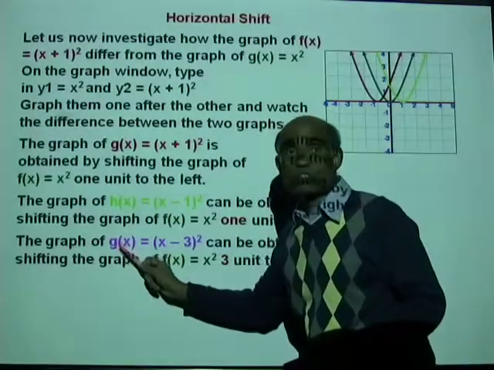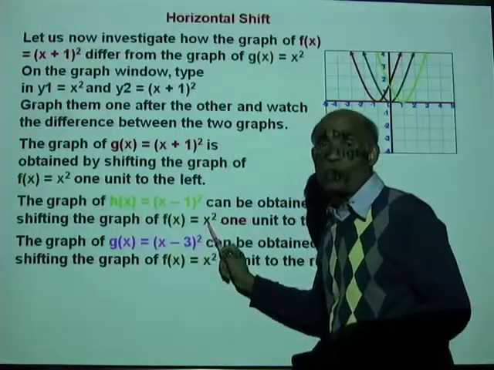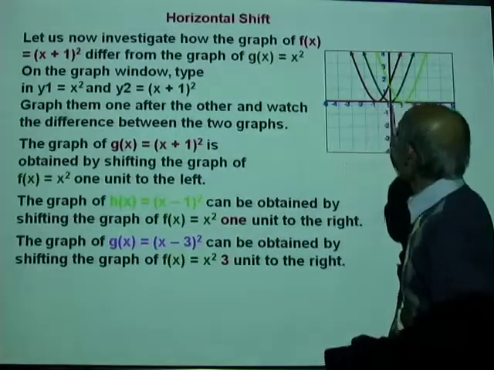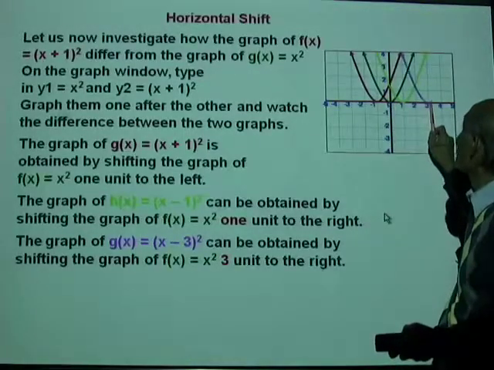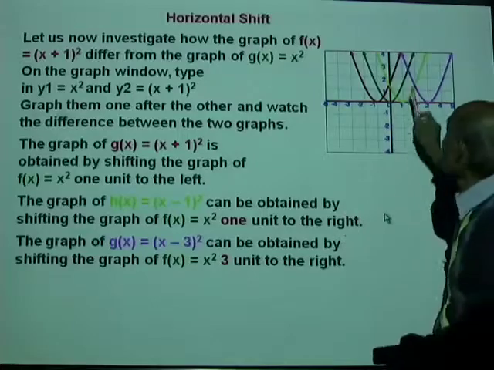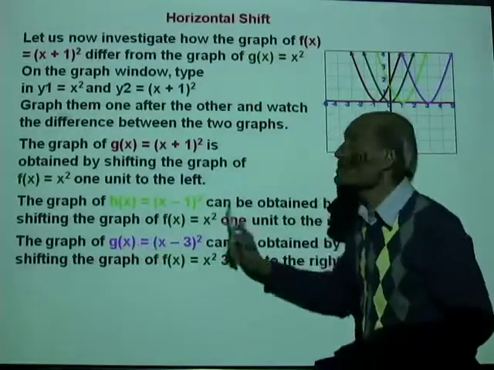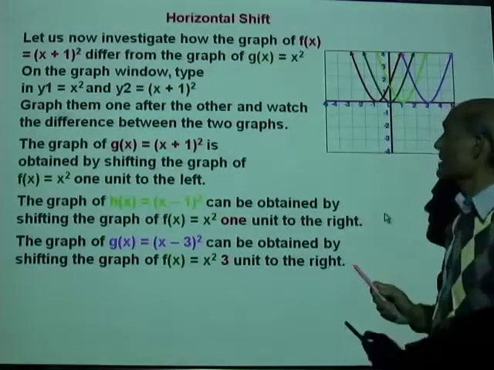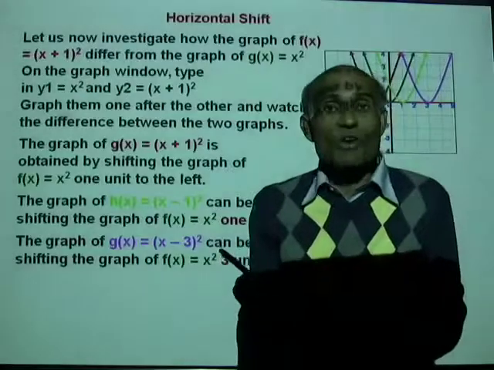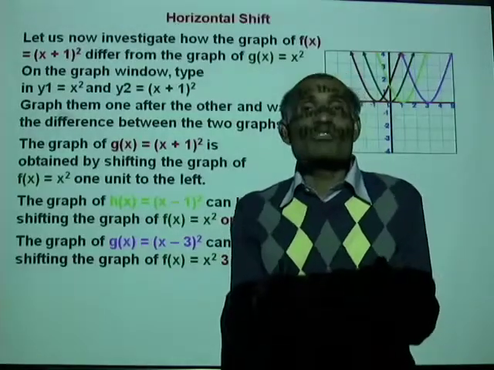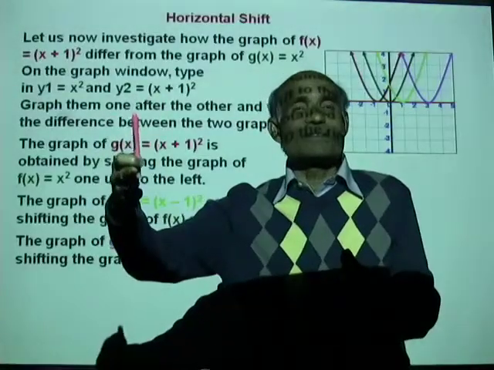So, how about this? The graph of g of x equal to x minus 3 all squared can be obtained by shifting the basic graph 3 units to the right. There you are. This is the graph of g of x equal to x minus 3 all squared. Well, you can now draw any graph of the form f of x equal to x plus a all squared. Can you?